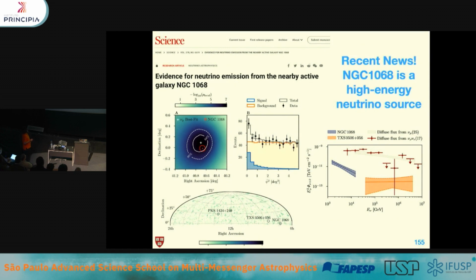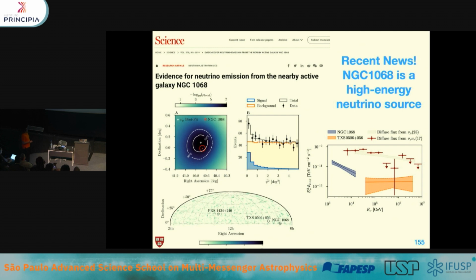This is the number of neutrino events that we see from NGC 1068, as a function of the separation from the source position in degrees squared. You can see the background, which you can get from extrapolating the data, or from off-source data. And then here is the excess of events. This is a more than 4 sigma detection probability.